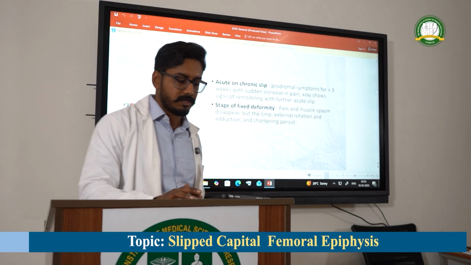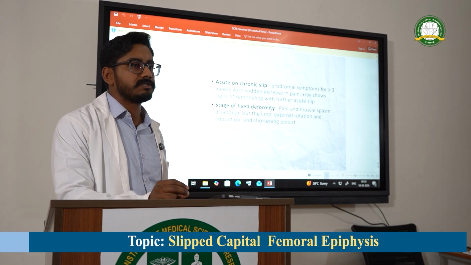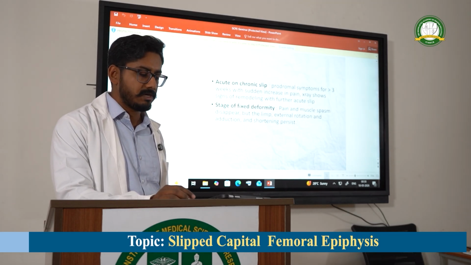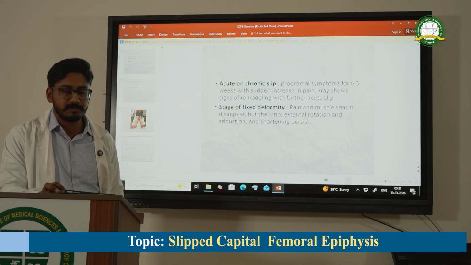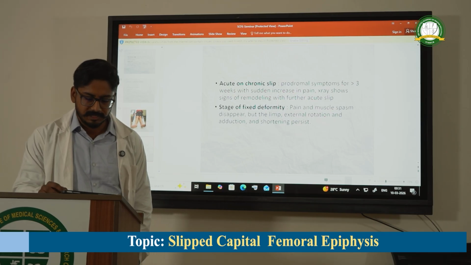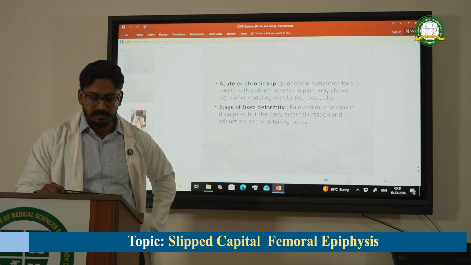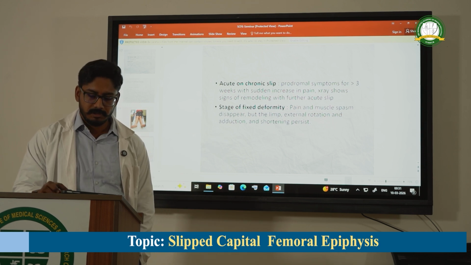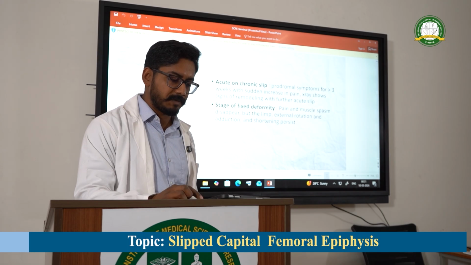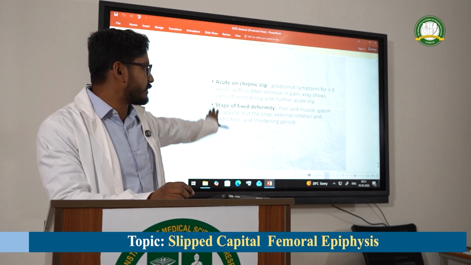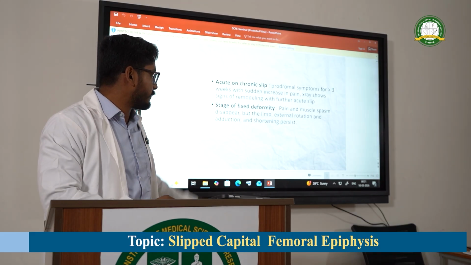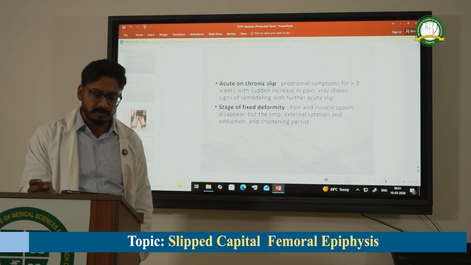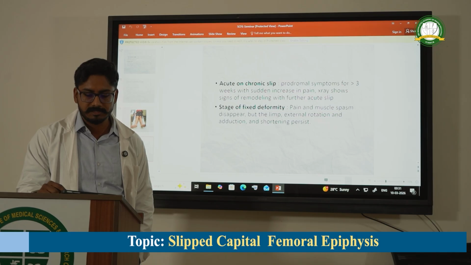In acute on chronic slip, the prodromal symptoms will be there for more than 3 weeks, with a sudden increase in pain. X-ray shows significant remodeling with further acute slip. In the stage of fixed deformity, the pain and the muscle spasm that were there till now will disappear when the slip starts getting fixed. But the limb will remain in external rotation, adduction, and shortening persist.